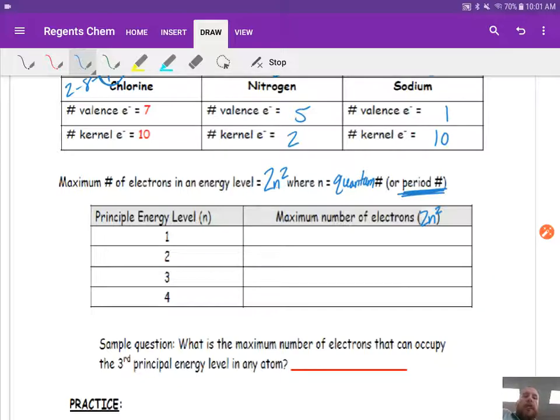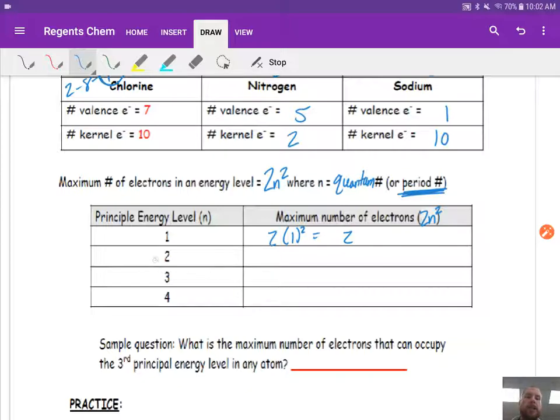So if I'm looking at the first period, okay, and I do that math, 2 times 1 squared, so 1 squared is 1 times 2, I would have 2 electrons. Take a look at your periodic table right now, guys. How many elements do you see in that first very top row? There's only 2 elements in there. That's going to kind of be something that we're going to keep track of as we go throughout the year and we start talking about other configurations and bonding. So keep in mind that piece.